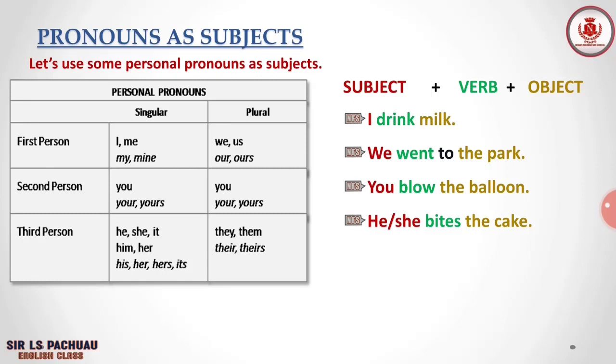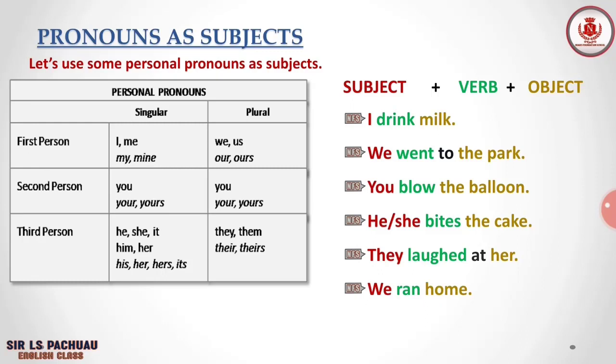He, she bites the cake. He and she are third person singular pronouns. And bite or bites is the verb, an action verb, and the cake is the receiver of the action, so it is the object of this sentence. And they laughed at her, so they is a third person plural pronoun. Understand? They laughed. What are they doing? They laughed, right? Laughed is the verb. Laughed at her. Her is the object.